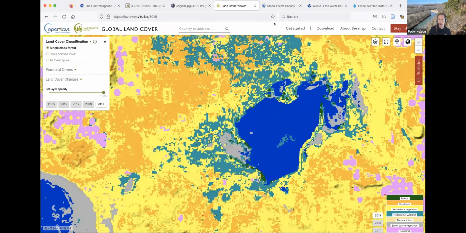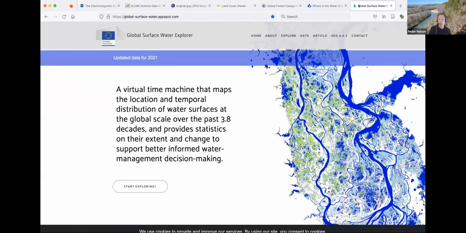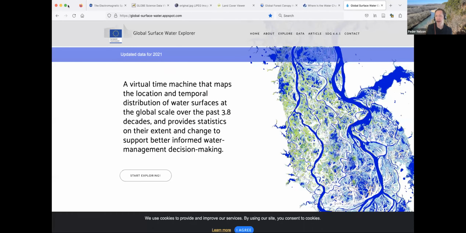And so, I want to go to a really helpful tool that I want you guys to use as part of this question as we start thinking about where is water in the landscape. Because water is one of those things that changes where trees are located on the edges of rivers, right? As was highlighted earlier in the SWOT mission, part of that is seeing flooding events.